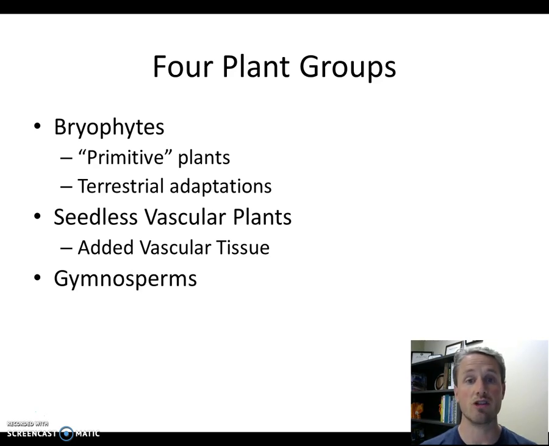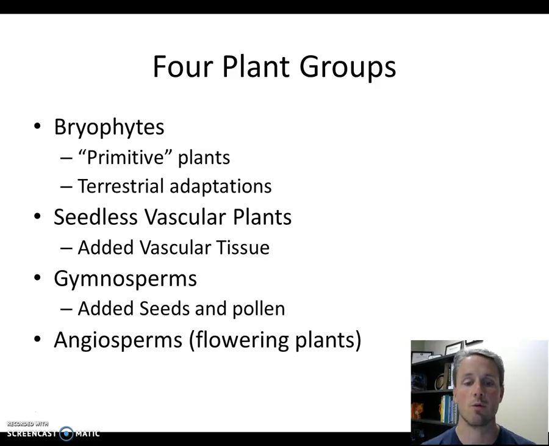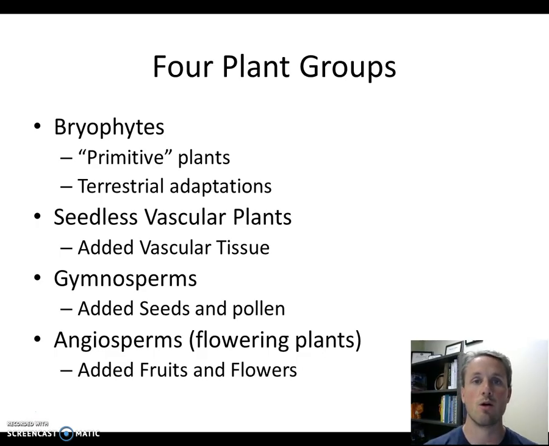The next group are the gymnosperms. Gymnosperms added two traits. They added seeds and pollen, which again made them more successful in their reproduction, which allowed them to live in many other different places in the world. And then the last group were the angiosperms, the flowering plants. Again, they added fruits and flowers, which further increased their reproductive success. So I hope that helps lay out sort of a map of how these plants evolved over time and what traits they added, leading up to, again, the most successful plants around us today, those angiosperms.